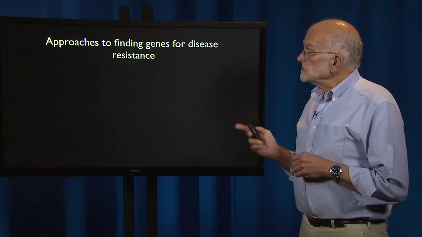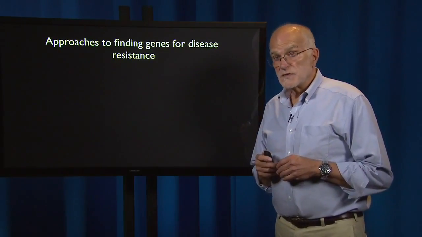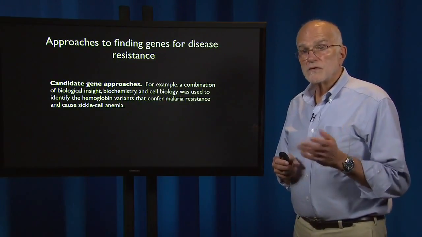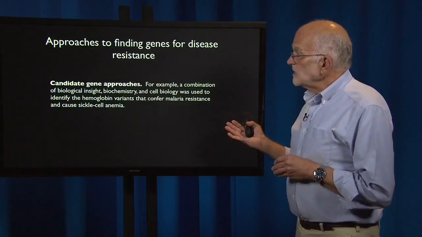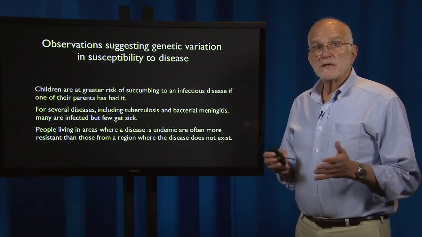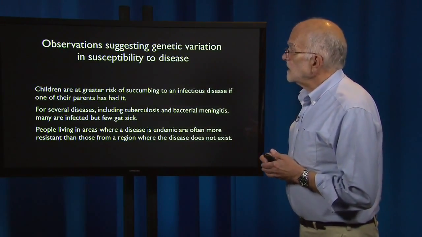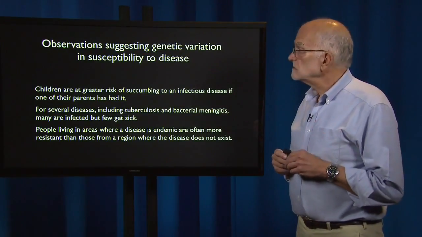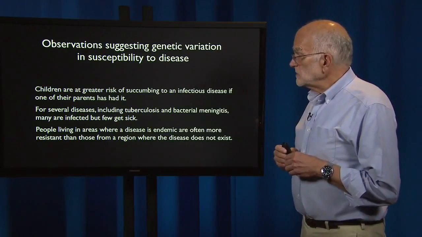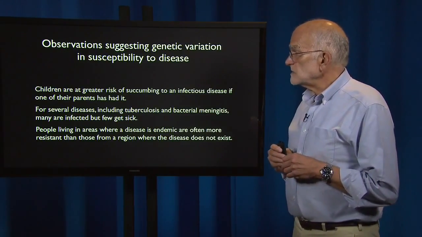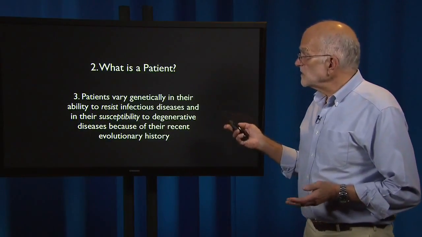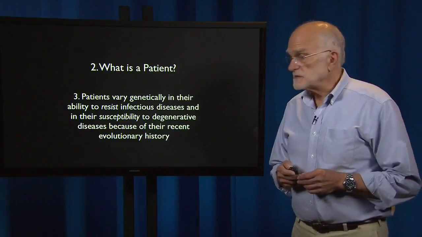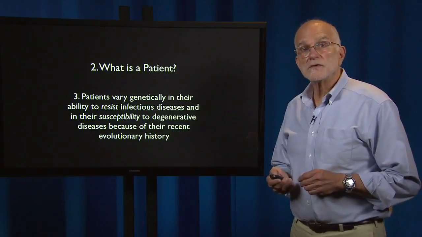Now, there are a number of approaches to find genes for disease resistance. The first is the candidate gene approach, and this is the older of the two approaches. For example, a combination that suggested that people vary genetically in their susceptibility to disease. Children are at greater risk of succumbing to an infectious disease if one of their parents had it. For several diseases that include TB and bacterial meningitis, as a result, patients vary genetically in ability to resist infectious disease and in susceptibility to degenerative diseases because of this recent evolutionary history.